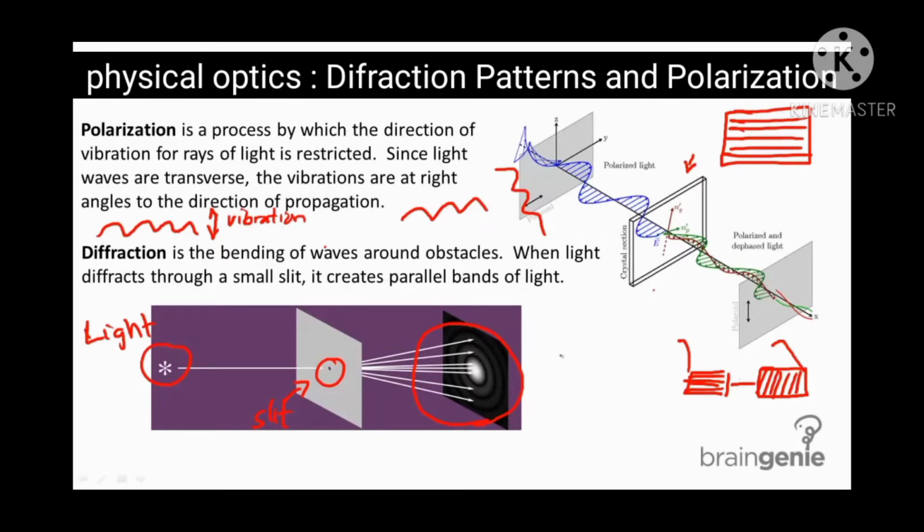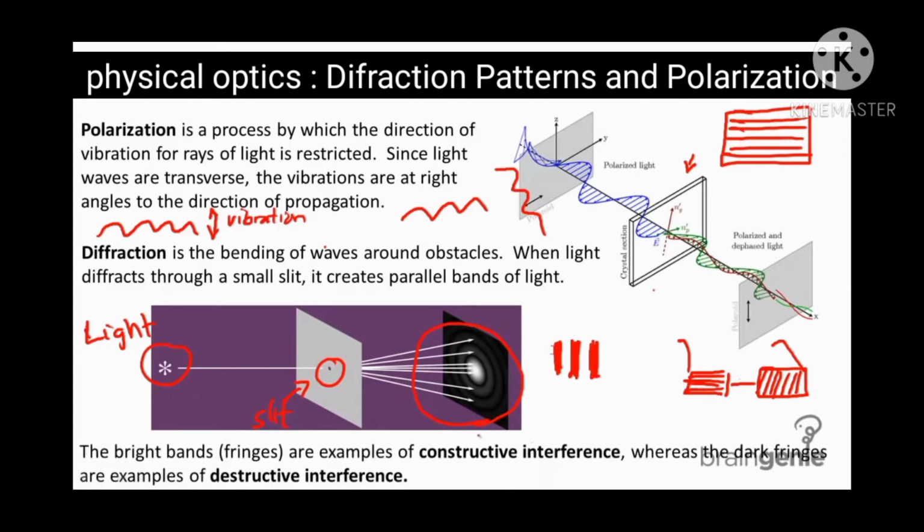If you look at the parallel bands of light, we have dark bands and light bands. They alternate between light and dark, light and dark. The bright bands, or fringes, are an example of constructive interference, where two light waves meet and combine their amplitudes. Then we also have dark fringes, or dark bands. These bands are an example of destructive interference, which is when waves of light have amplitudes that cancel each other out. That results in the dark bands.